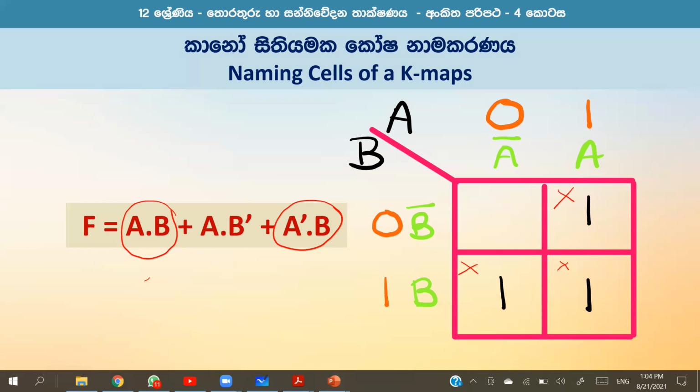So what we are doing is, when we are given a particular expression, we read the expression. According to that, we are going to plot the ones inside the K-map. So then some of the squares will be there without being filled by a one. So for those squares, we simply put a zero. Right? Simple as that. Right? We simply put a zero.